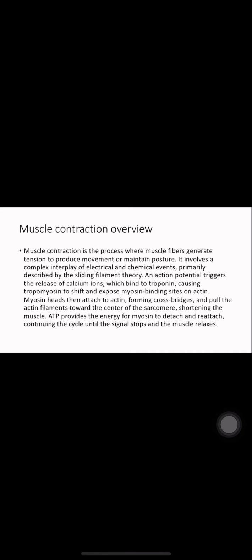An action potential triggers the release of calcium ions, which bind to troponin, causing tropomyosin to shift and expose myosin binding sites on actin. Myosin heads then attach to actin, forming cross bridges and pull actin filaments toward the center of the sarcomere, shortening the muscle. ATP provides the energy for myosin to detach and reattach, continuing the cycle until the signal stops and the muscle relaxes.